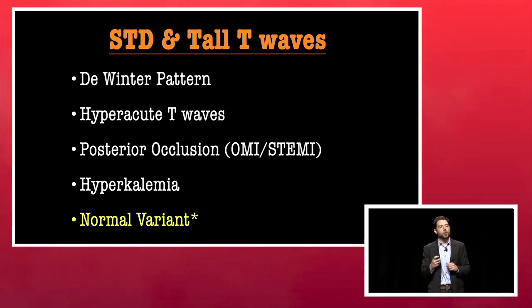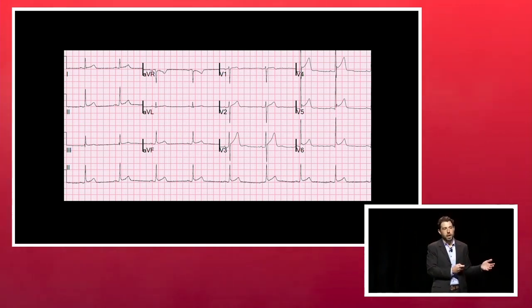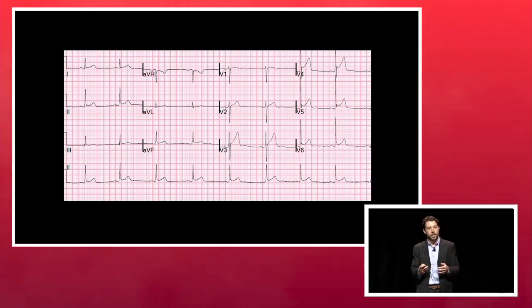Now, there are also these normal variants that typically go along with benign early repolarization patterns, so they will not have ST segment depression. And you can see just by looking at this EKG, those T waves may be large, but they are not out of proportion to the preceding QRS complexes. So these do not actually look like hyperacute T waves.